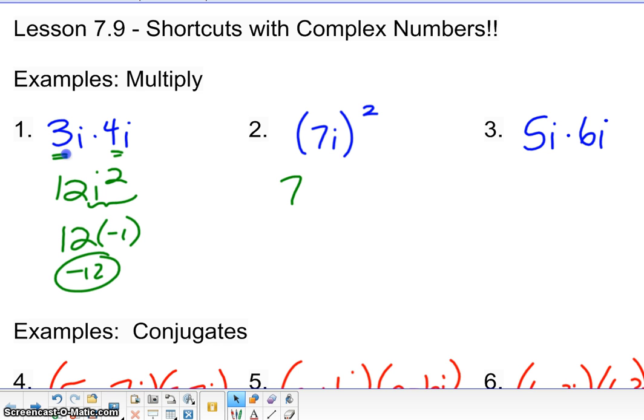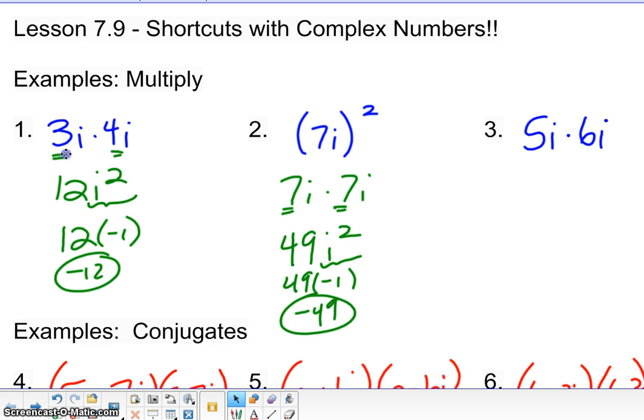On this one, make sure that you multiply them both. There are two of them, so 7 times 7 is 49. And you have i squared again, which is negative 1, which gives you a negative 49. On this one, go ahead and push pause and try it. So you should have multiplied 5 times 6 together, and then i squared ends up with a negative 30.